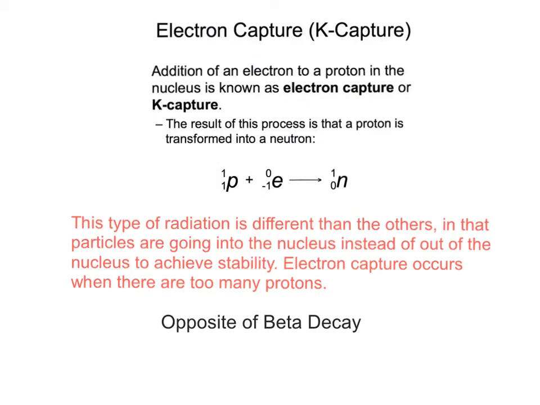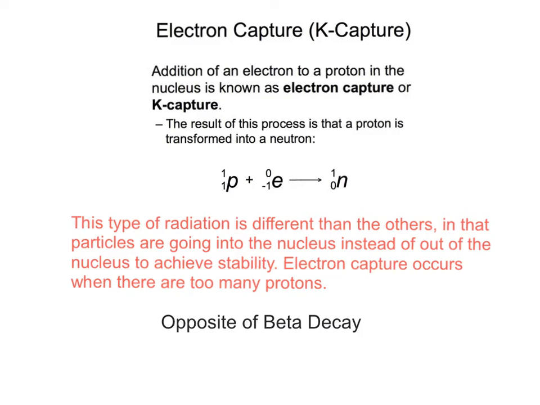Our next type of nuclear decay and final type that we'll talk about today is electron capture, sometimes called K capture. This is the addition of an electron to a proton in the nucleus, and it's known as electron capture. The result of this process is that a proton is transformed into a neutron.